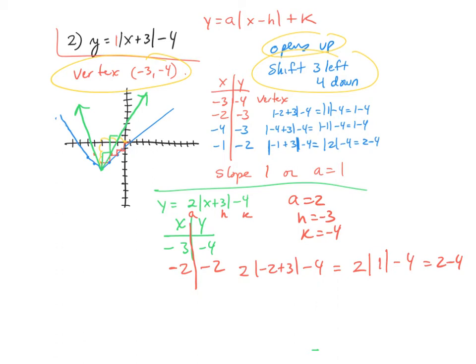Let me do another one. -4, sorry. We have 2, parentheses, -4 plus 3 minus 4. So 2, parentheses, -4 plus 3 is -1. And again, absolute value times 2, and 2 minus 4 gives me that -2 again. Same vertex, but notice it gets thinner.